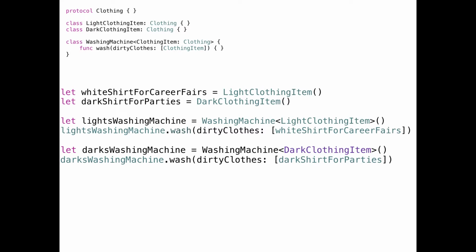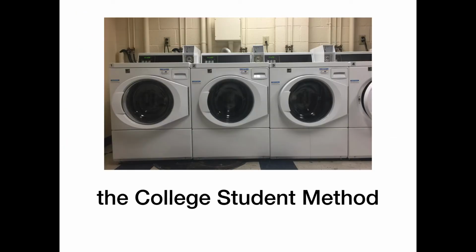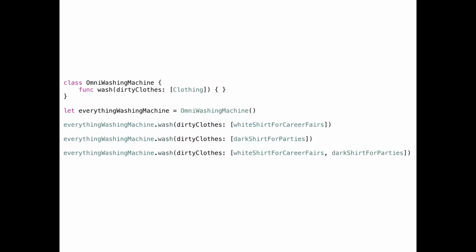So if you wanted to model a washing machine that could wash any type of clothing, we can actually use the system that we've defined here. So, the way you wash clothes as a college student, right? We create one washing machine that can wash anything, and we can wash it at the same time. We can wash our white shirt, we can wash our dark shirt. And that's because our Omni washing machine isn't generic over anything. It just takes an array of that protocol.